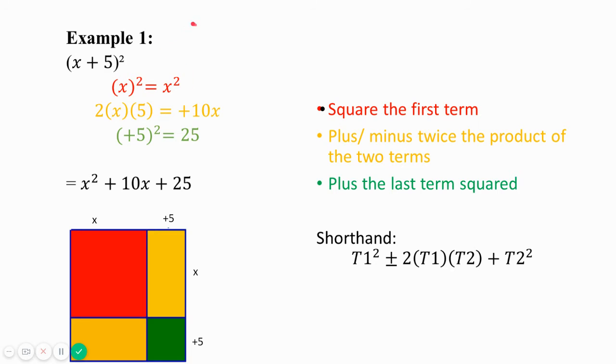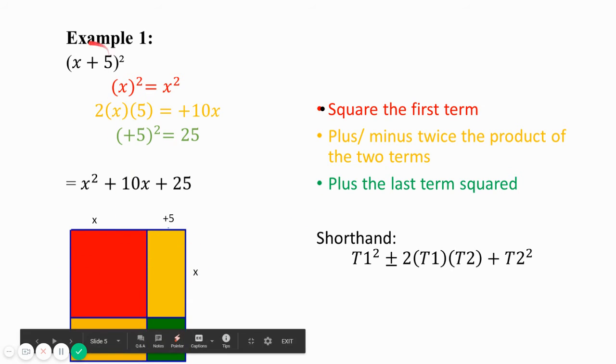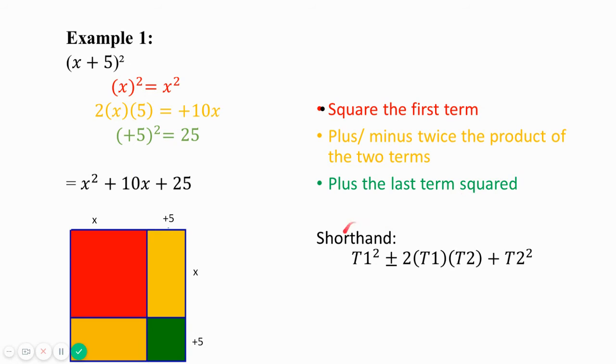I want you to pause the video. Once you've written the heading, squaring a binomial, I want you to copy this example into your book. You don't need to draw the picture, but copy this as well as your steps and the shorthand. Once you're done, unpause the video and let's keep going.